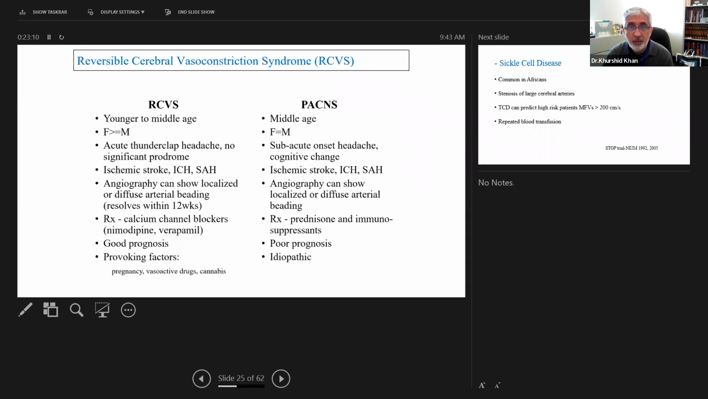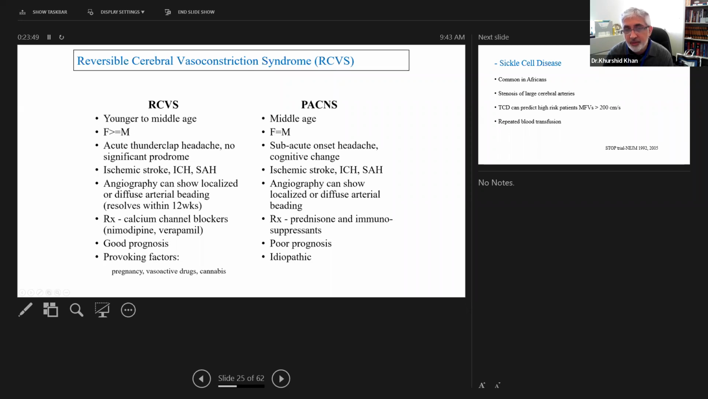It presents with stroke, ischemic stroke, hemorrhage, subarachnoid hemorrhage, and thunderclap headache is a prodrome that they often present with, more often than not. And angiography may show multiple areas or one segment of narrowing. Now, this is reversible, and after 3 months or so, you do the vascular imaging, and it would have reversed, as opposed to vasculitis, which will continue to progress.